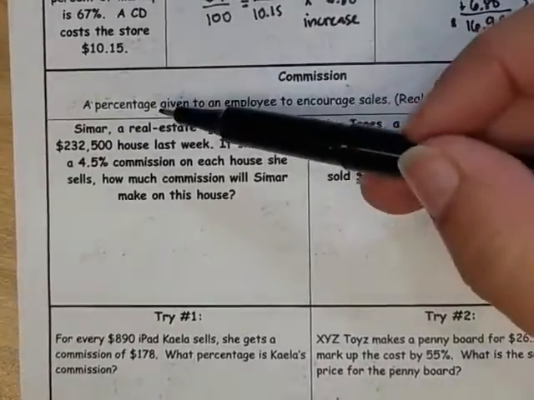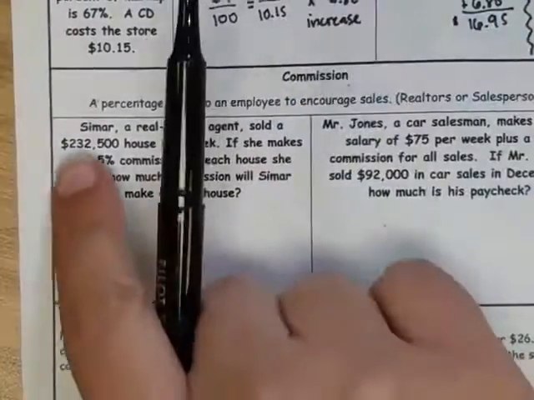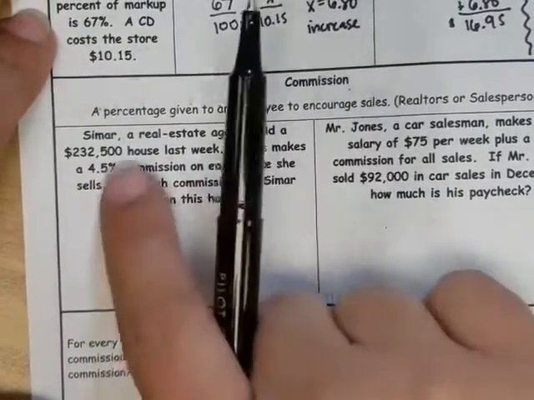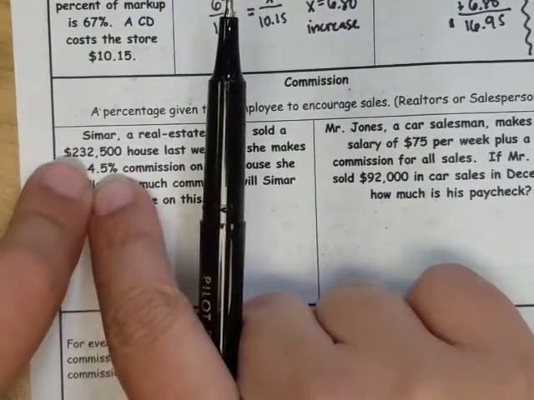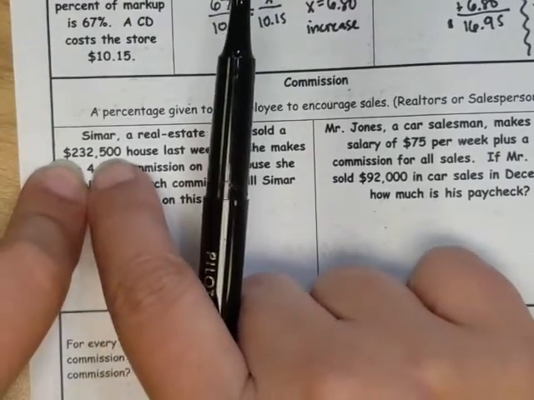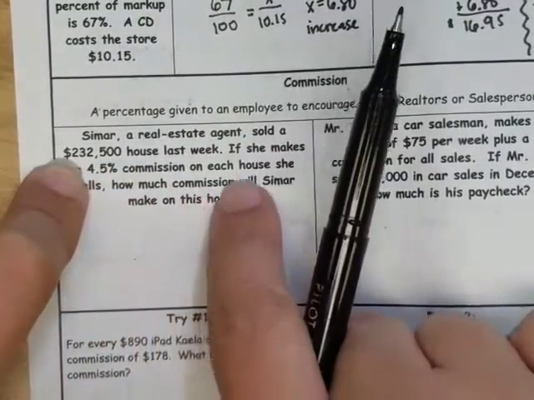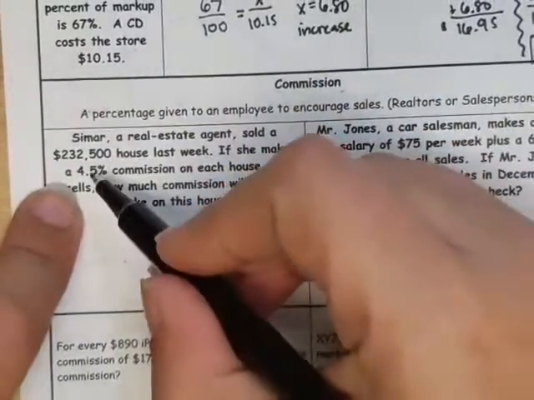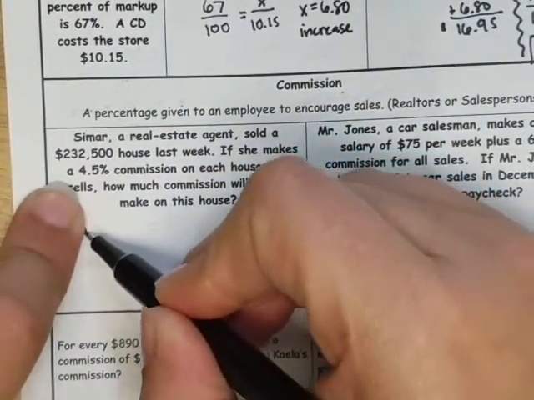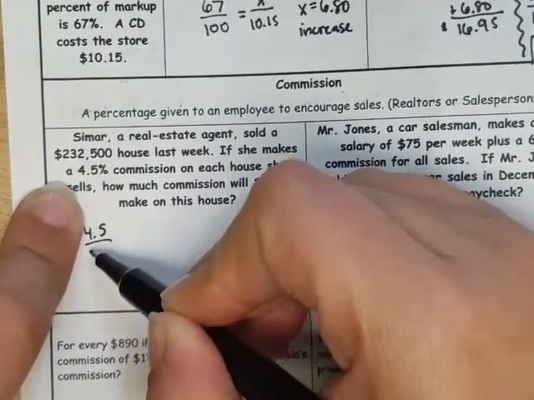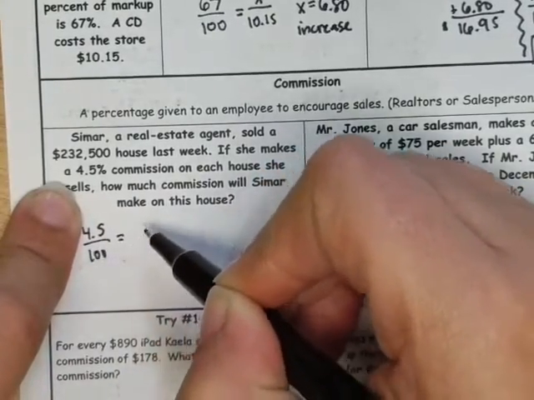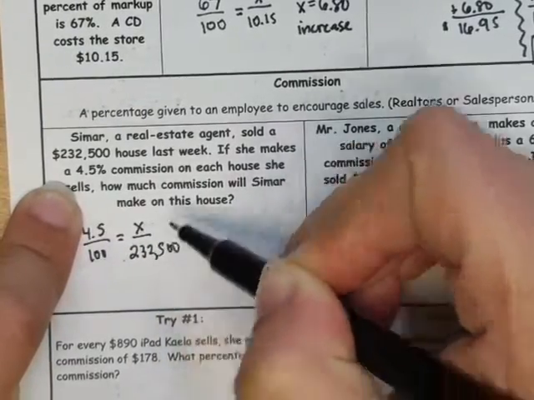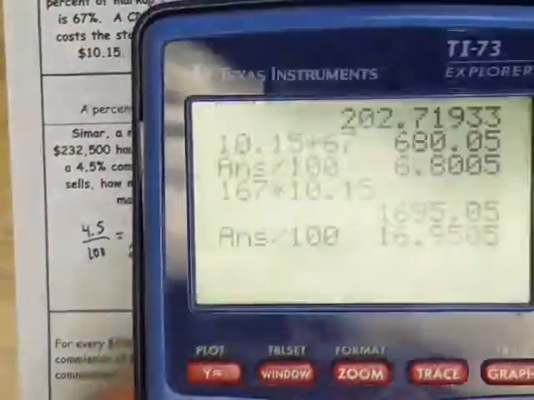So right here, Samar, a real estate agent, sold a $232,500 house last week. If she makes 4.5% commission, so it's 4.5% of that on this house, how much commission will she make on it? So we want to find 4.5% of that. So 4.5%. And then do your cross multiply and solve.